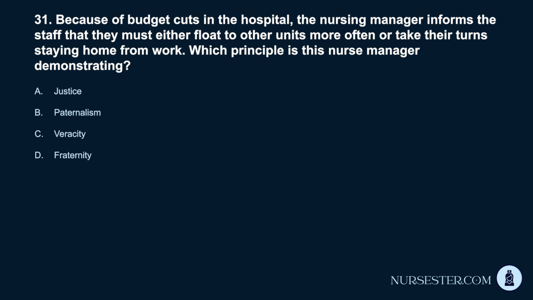31. Because of budget cuts in the hospital, the nursing manager informs the staff that they must either float to other units more often or take their turn staying home from work. Which principle is this nurse manager demonstrating? A. Justice. B. Paternalism. C. Veracity. D. Fraternity. Correct answer: C.